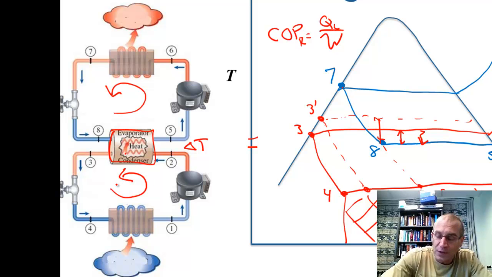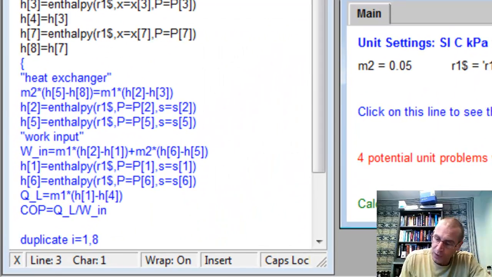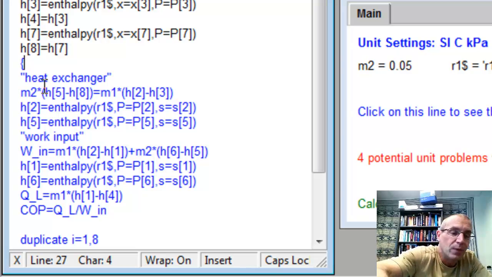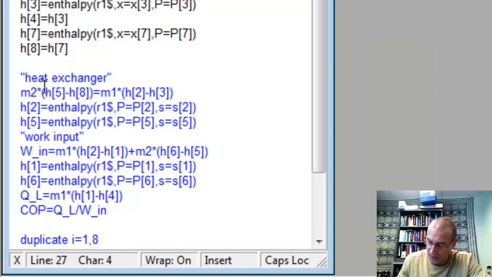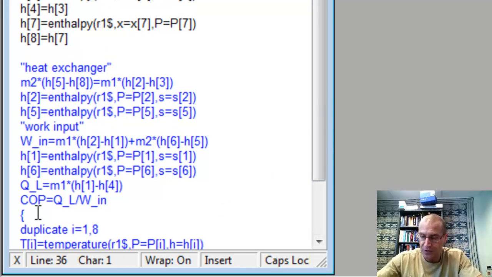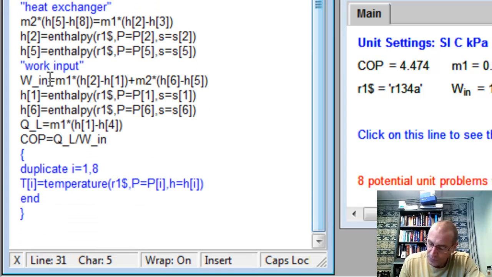So the problem specified the mass flow rate in one loop, but we need to define it in the other loop. What I defined up at the top is M2 at 0.05. We need to determine what it is at 0.1, so we know how much material we are pumping and compressing, and we get that from an energy balance over the heat exchanger. So let's look at that energy balance over the heat exchanger here. Here I've got the mass flow rate of 2 and the difference of 5 and 8, and the mass flow rate of 1. Now this is going to solve for M1 and tell me what the mass flow rate is on the lower loop.